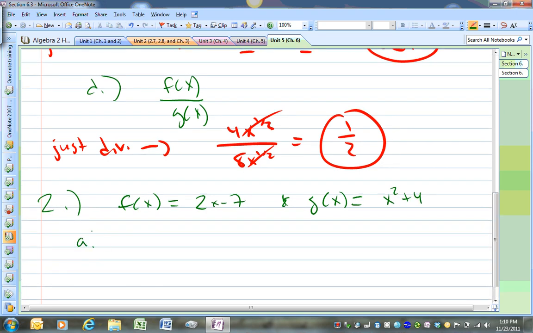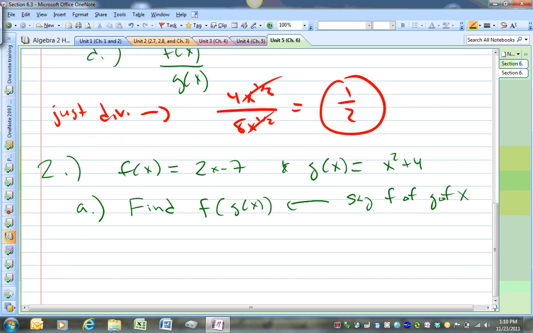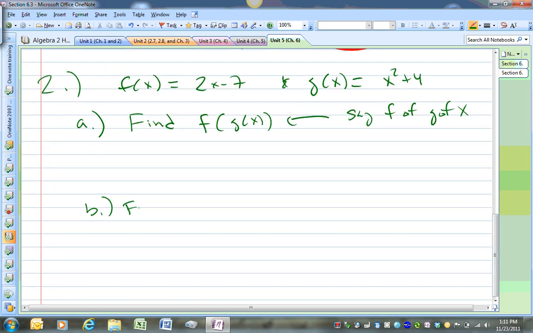Here's what we want to do. Part A, let's find f of g of x. So we say f of g of x. And in part B, let's find g of f of x. So in this case, say g of f of x. Okay.